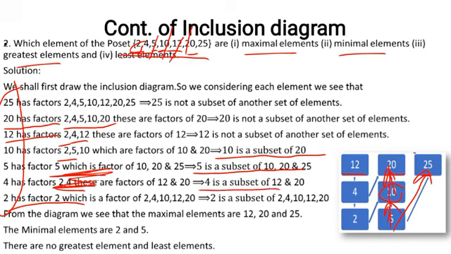Next is 4. 4 is under 12 and 20. So we put 4 right here. It's under 12 and it's under 20. That's why the arrow is pointing that way. And finally 2. 2 is under 4. So that's why it's right here under 4. Let me clean the screen.